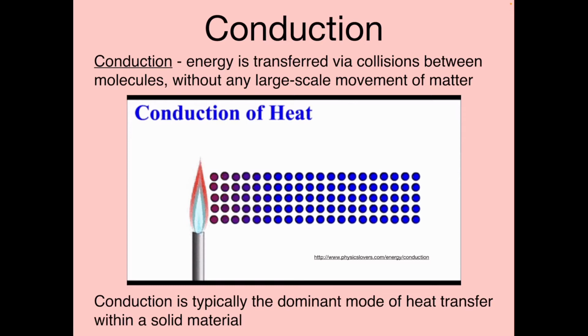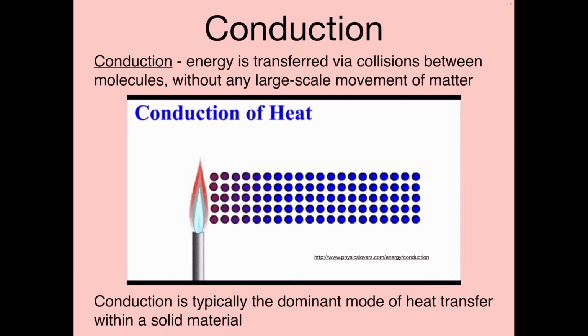So in conduction, energy is transferred via collisions between molecules, but there's no large-scale movement of matter from one place to another. When we have convection, there is a large-scale movement of matter. The fluid is actually moving from one place to another. But in conduction, that's not the case. The matter isn't moving anywhere. It's just that molecules are colliding with each other and transferring the heat that way. So typically, conduction is going to be the dominant mode of heat transfer in a solid material.